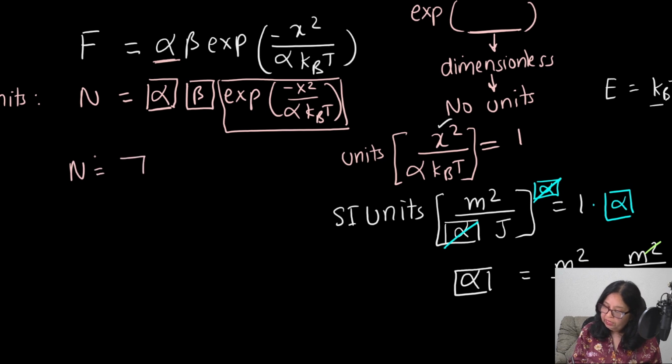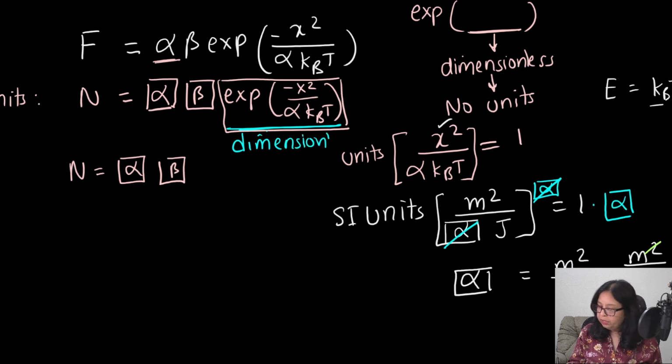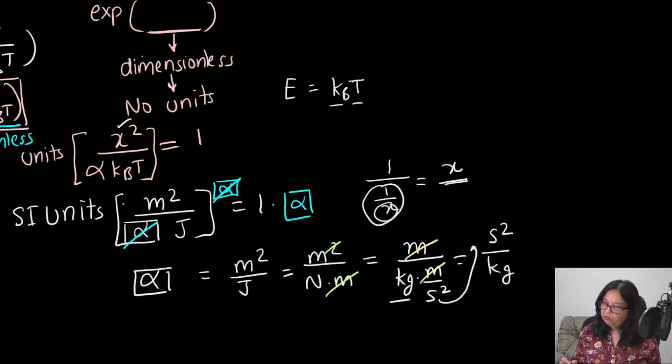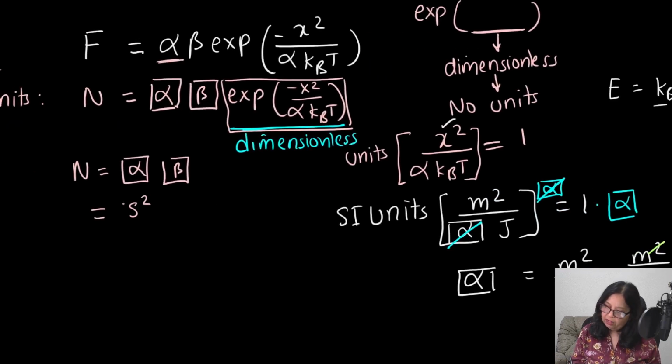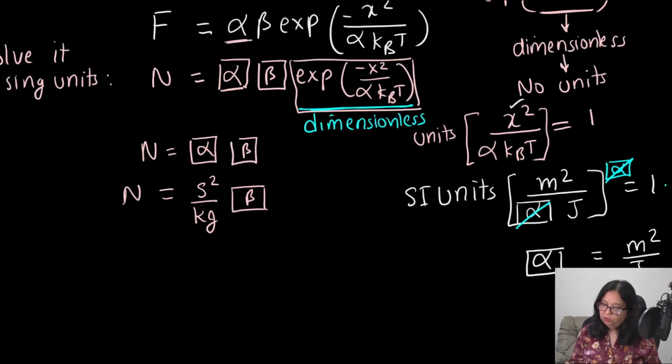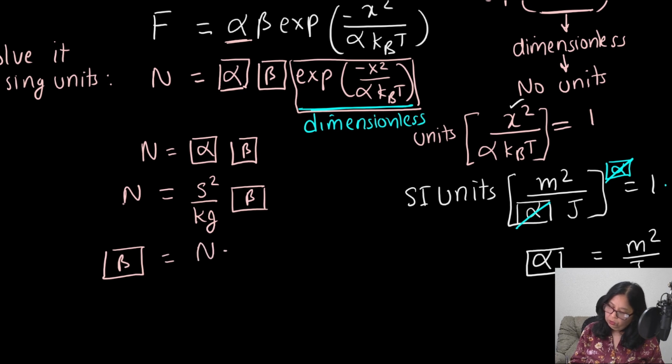Newton equals SI unit of alpha times SI unit of beta, and times this thing, which was dimensionless, so we do not need to worry about this. What do we get next? Alpha, we just figured out to be second squared over kg. That's the SI unit of alpha. Second squared over kilograms times this beta equals newtons. So that gives us that the SI unit of beta is newtons times kilograms over second squared.